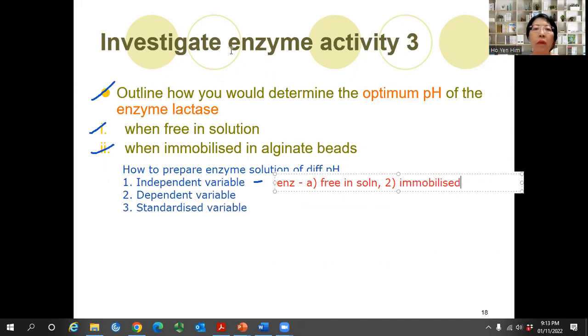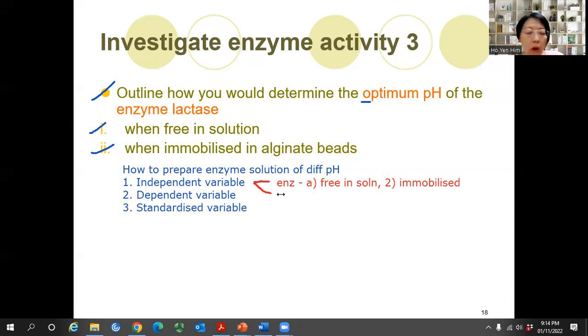Now there's another independent variable that's very obvious in this question. How would you determine the optimum pH? In order to determine the optimum pH, you must test a few pH values, and for each pH you need to find the rate of reaction. That means you have to prepare solutions of different pH. Every time you deliberately change a variable, that variable becomes the independent variable. So is the pH the independent variable, Chloe? Yes, pH is an independent variable.